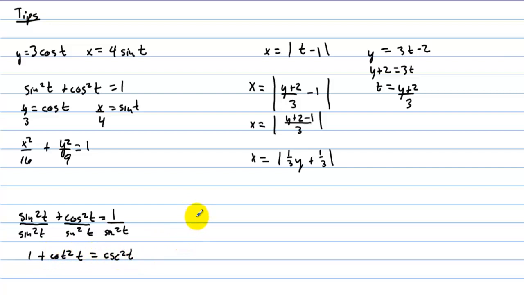Then if we do the same thing, we start out with sine squared t plus cosine squared t is equal to 1. We can divide by cosine squared t. So divide by cosine squared t, divide by cosine squared t, and we get tangent squared t plus 1 is equal to secant squared t.